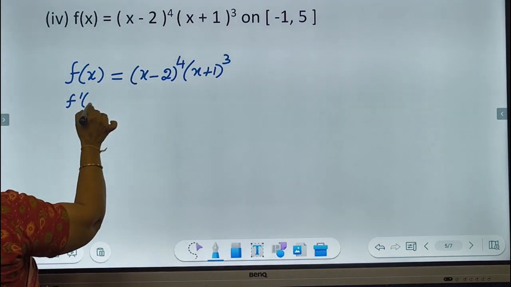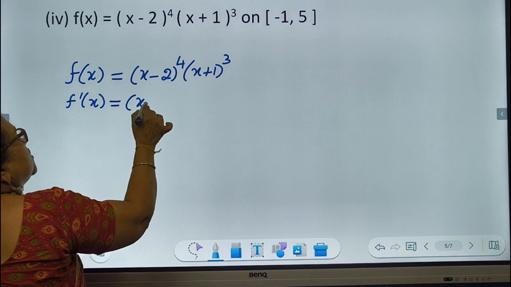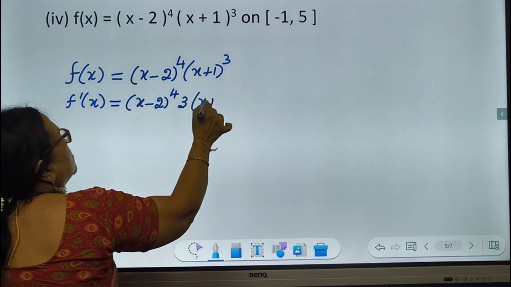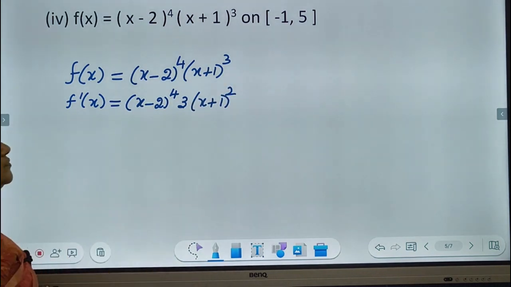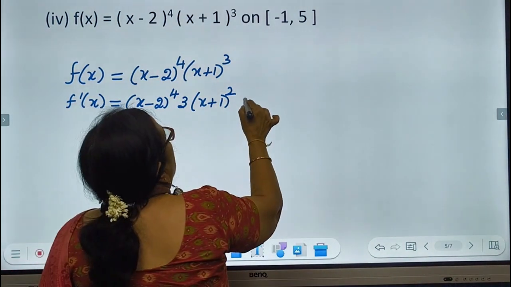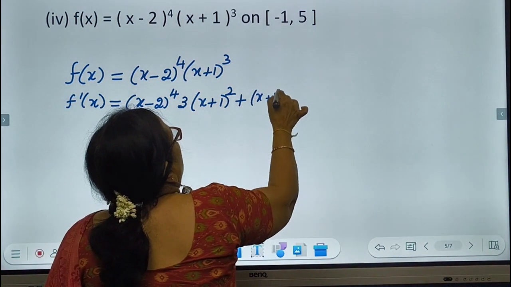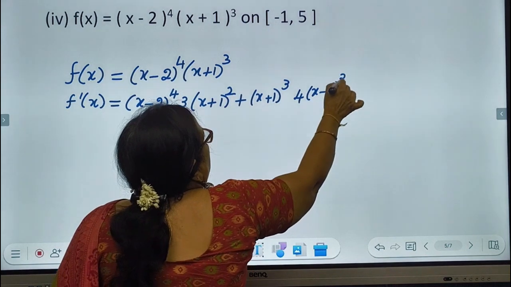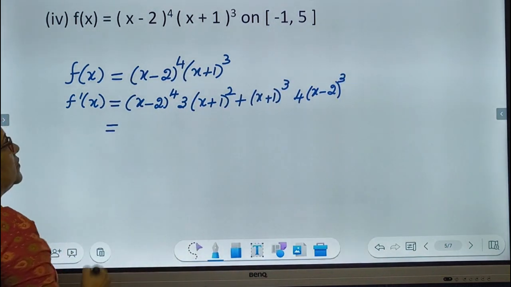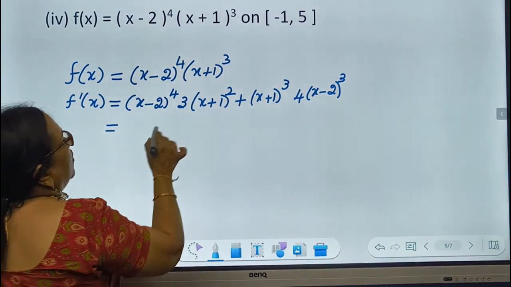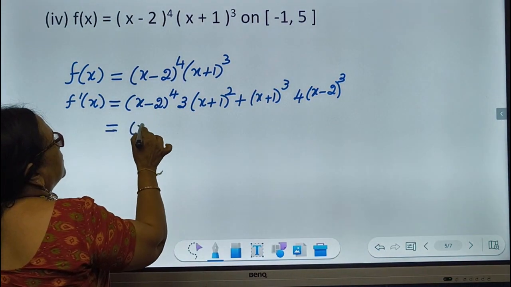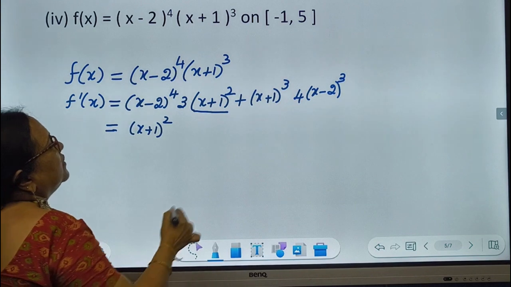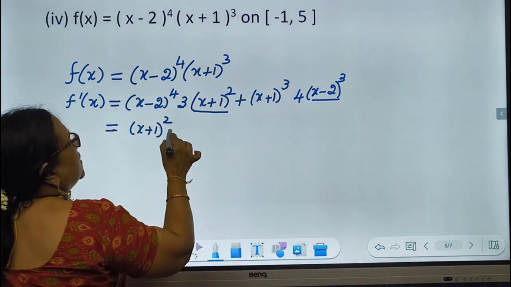So what will be f dash of x? x minus 2 the whole power 4 into 3 into x plus 1 the whole square, I am using the product rule, plus x plus 1 the whole cube, 4 into x minus 2 the whole power 3. Okay, so what is common now? x plus 1 the whole square is common, and x minus 2 the whole power 3 is common.